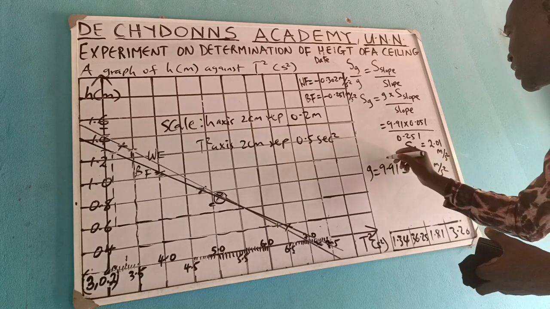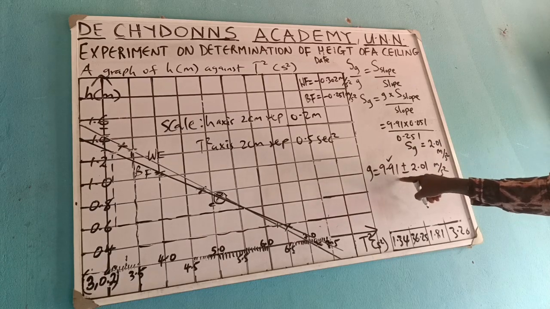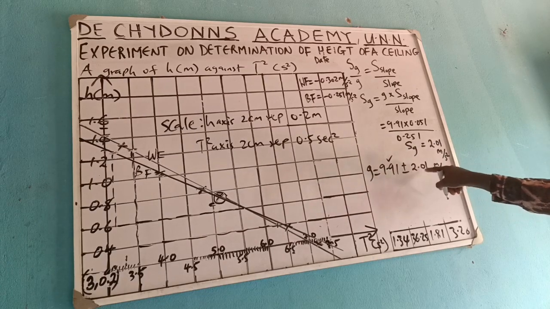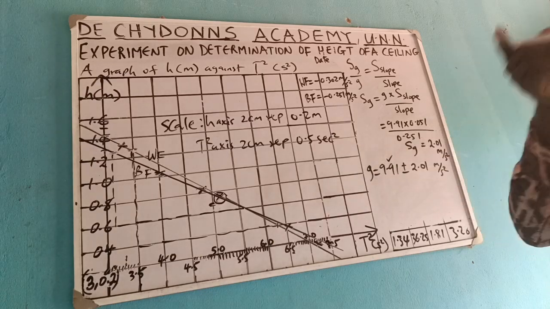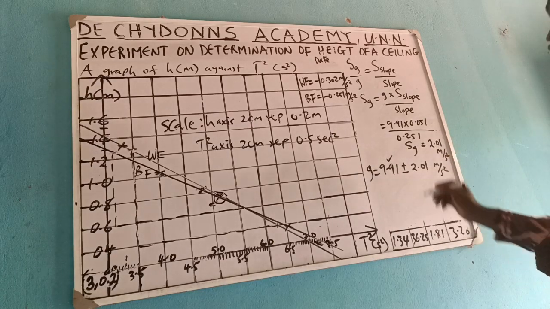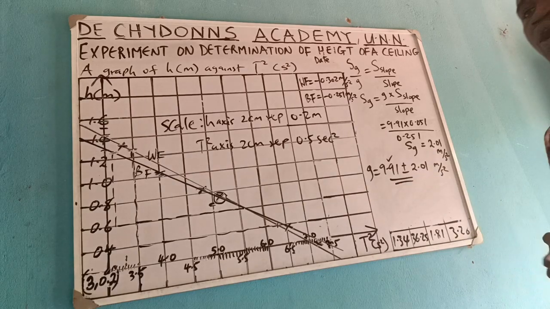So the value of G can be 9.91, or 9.91 plus this, or 9.91 minus this. One of them must be in the options, and so this is our answer. Okay?